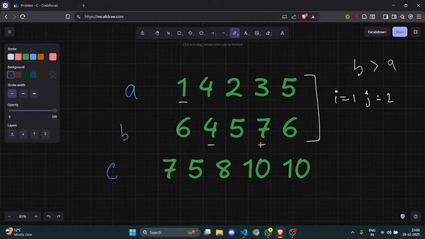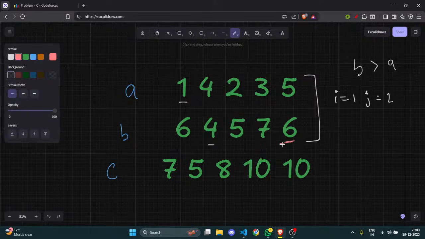So let's now try this. i equals 1, j equals 4. Is this a valid choice? Yes. How? Not yes. Let's try to figure out. Is 7 greater than 1? Yes. 6 greater than 4? Yes. 6 greater than 2? Yes. 4 greater than 3? Yes. 5 greater than 5? No. This is not a valid choice, because this is not holding true.